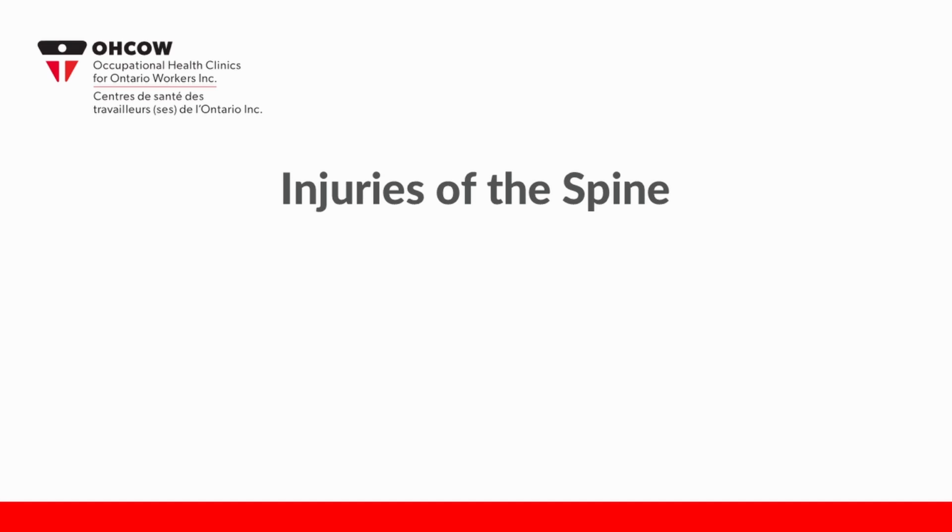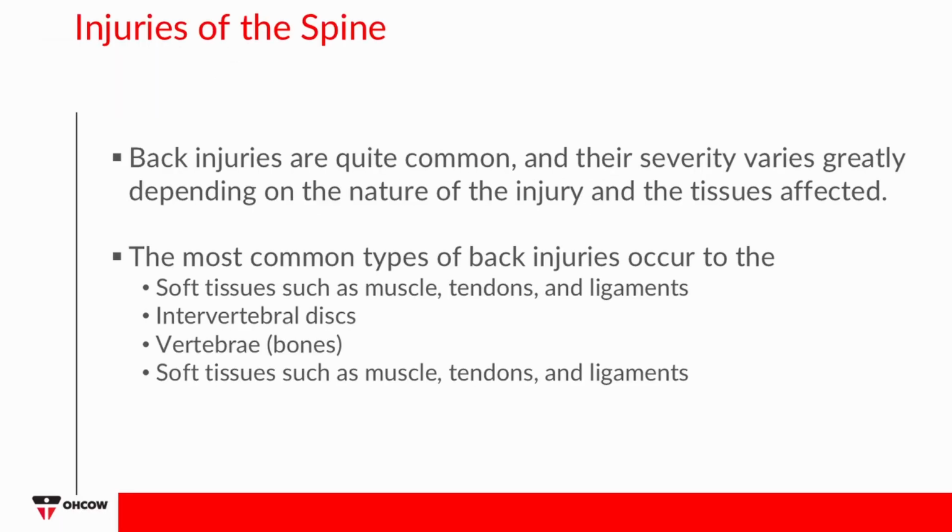Injuries of the spine. Back injuries are quite common, and their severity varies greatly depending on the nature of the injury and the tissues affected. The most common types of back injuries occur to the intervertebral discs, vertebrae, bones, and soft tissues such as muscle, tendons, and ligaments.